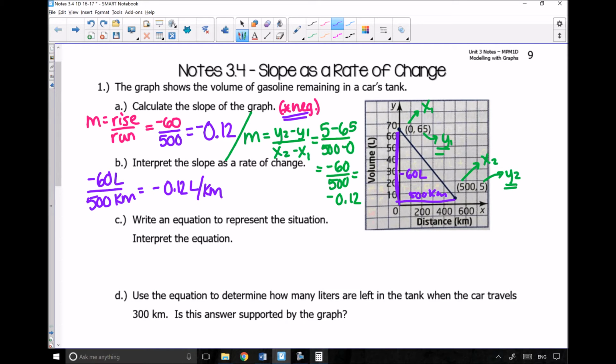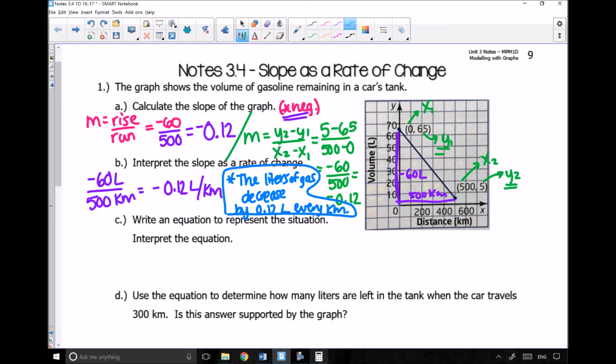So how can I interpret this? What this means is, right here, I can say that the liters of gas decrease by 0.12 liters every kilometer. So that's my answer to part B right here.